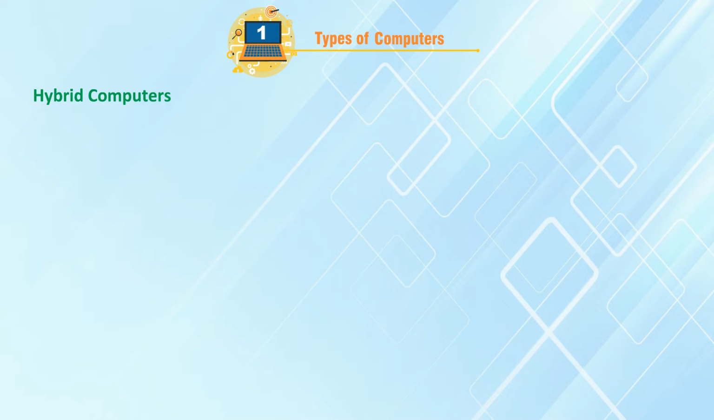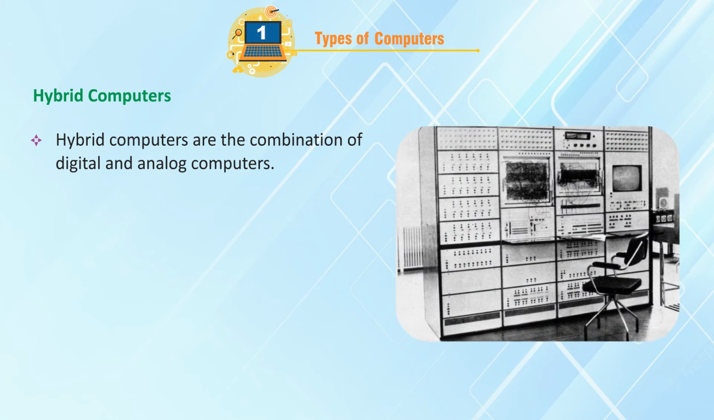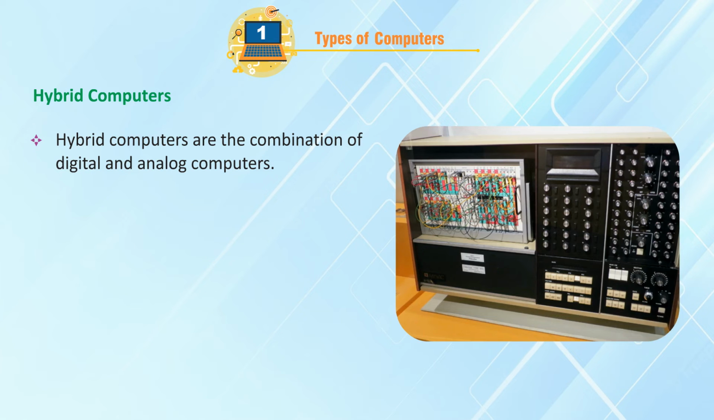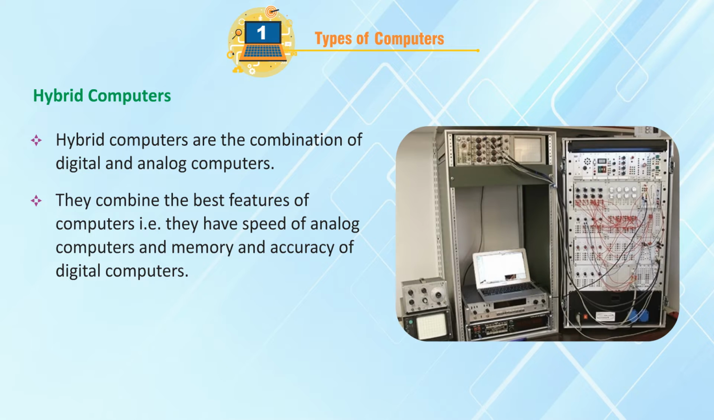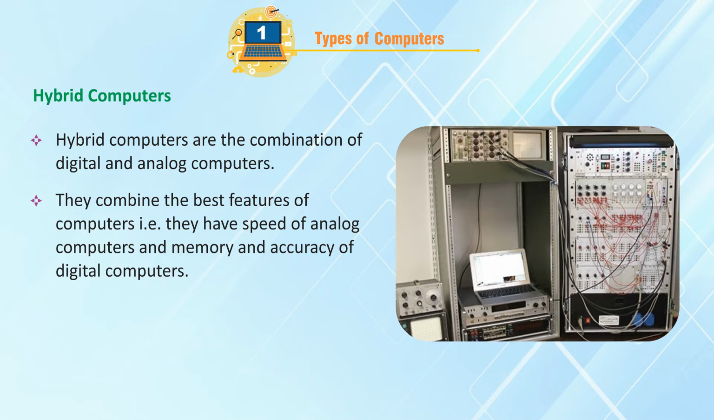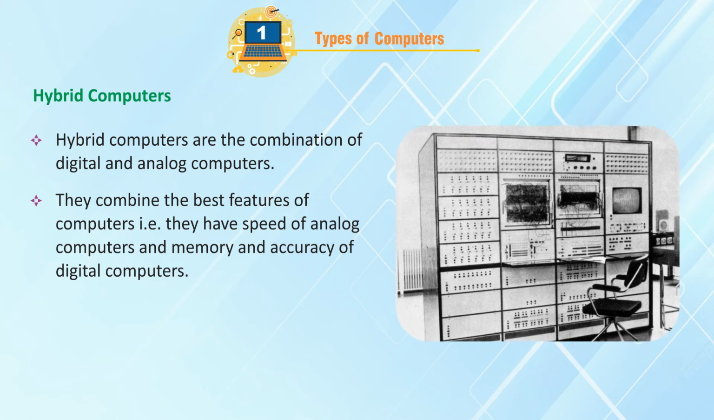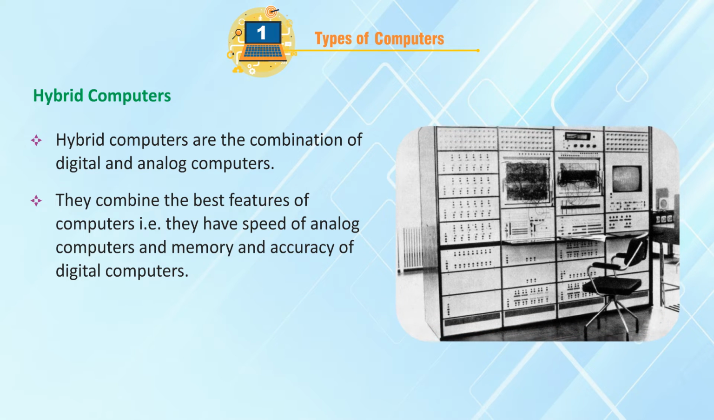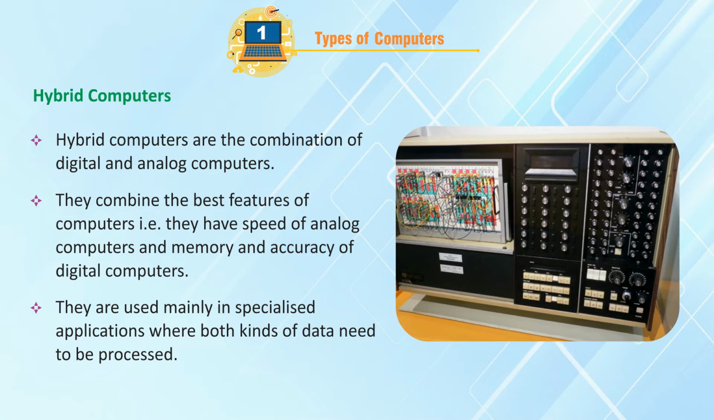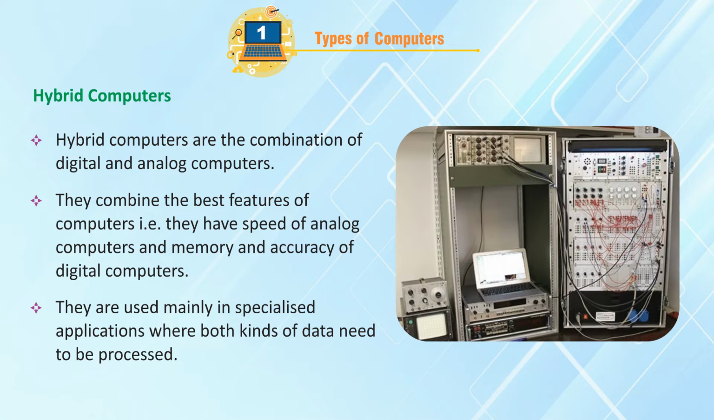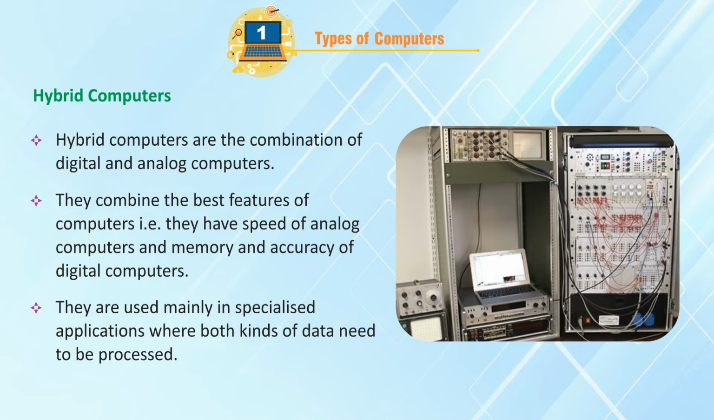Hybrid computers. Hybrid computers are the combination of digital and analog computers. They combine the best features of computers, that is, they have speed of analog computers and memory and accuracy of digital computers. They are used mainly in specialized applications where both kinds of data need to be processed.